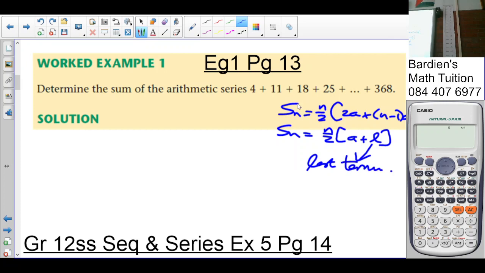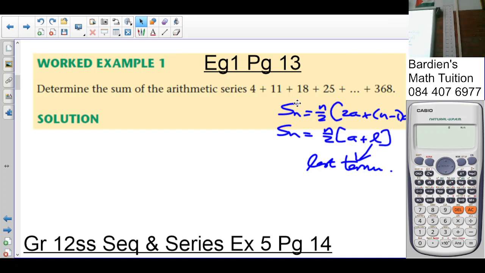You guys understand? Are we on the right page? Yeah? Right. So we're looking at exercise 5 on page 4. Is that correct? Yes, sir. Okay, so the question says determine the sum of the arithmetic series. You have 4 plus 11 plus 18 plus 25, and those dots mean it goes all the way, following that pattern, plus 368.